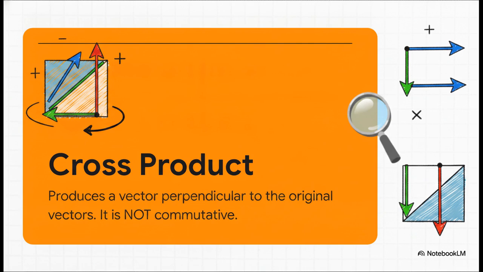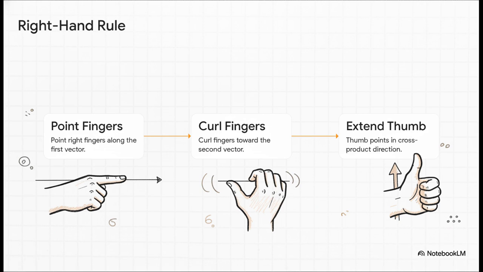It is not commutative. In regular math, 2 times 3 is the same as 3 times 2, but in vector math, A cross B gives you the exact opposite direction of B cross A. Order completely matters here. So how on earth do you figure out the physical direction of that new vector in 3D space? You absolutely must apply the right-hand rule.